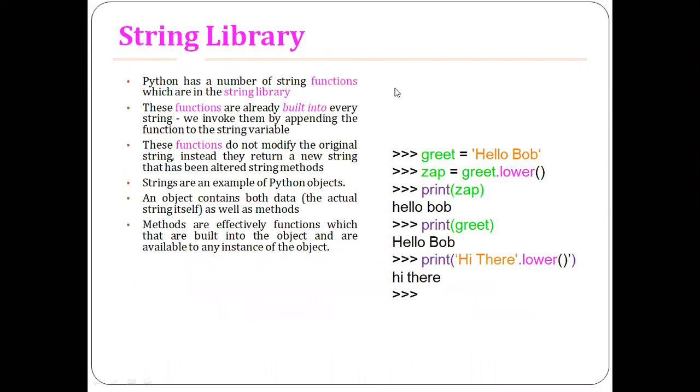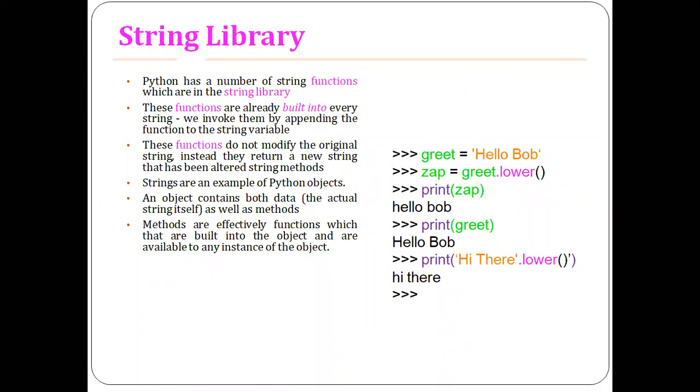There are some built-in functions which you can use with strings. They are called the string library. Python has a number of string functions in the string library. You can use these functions to make some operations much easier without writing your own code. You can use the existing library functions and build your own applications. These functions are already built into every string, so you invoke them by appending the function to the string variable.